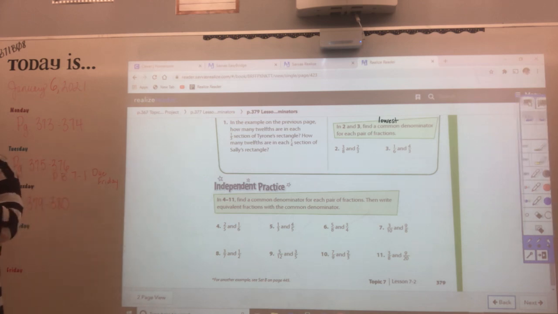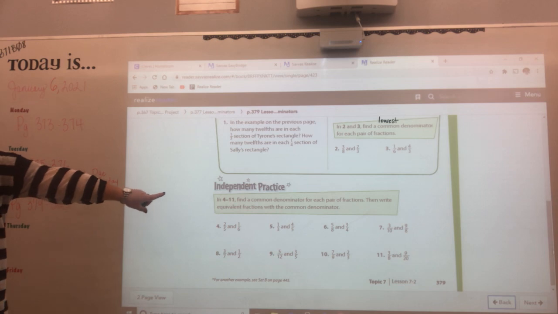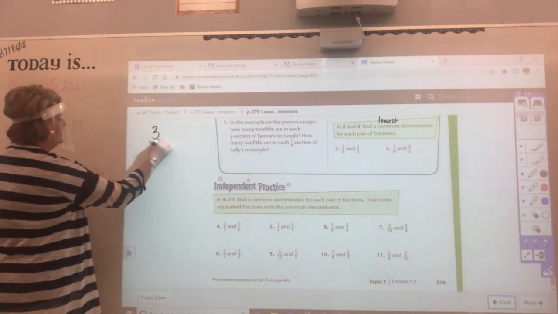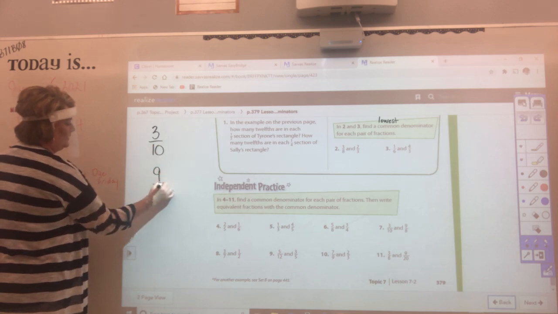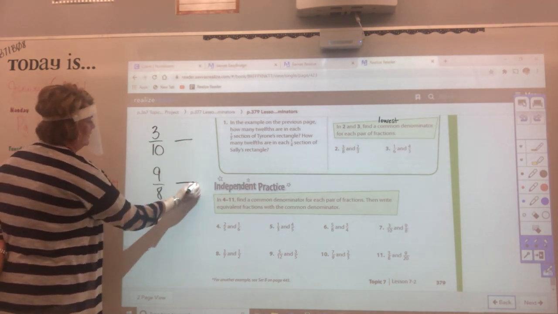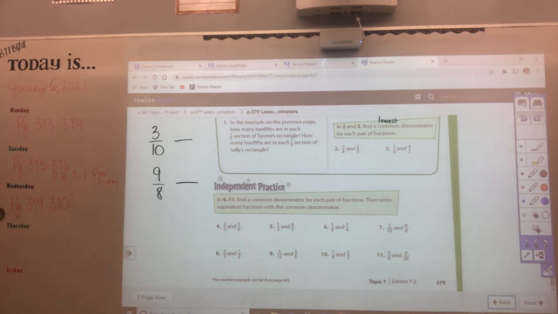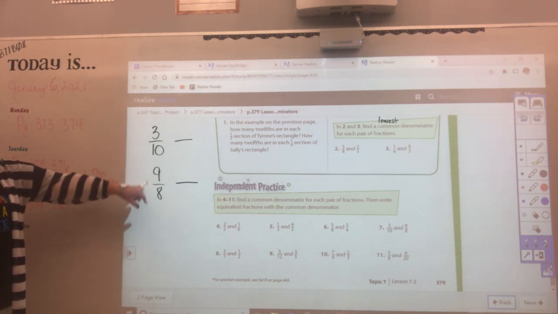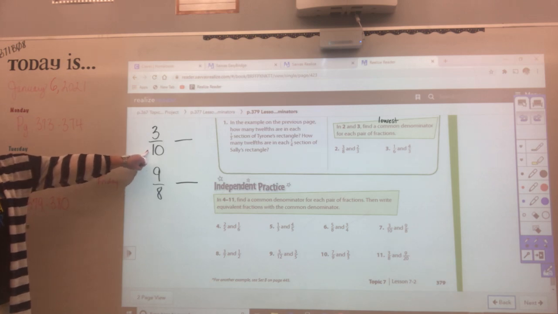What number are we on right now? 7? Yeah. 3/10 and 9/8. We have to start with the biggest denominator. Is it 10 or is it 8? 10. Get your pencil there and don't move it.